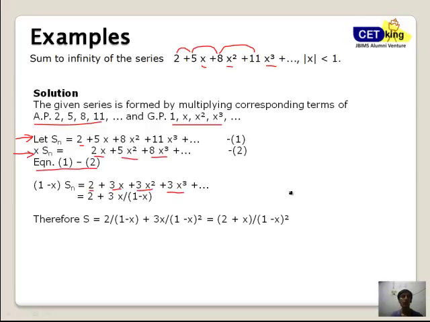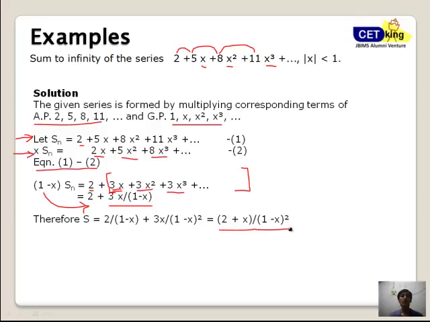and so on. Alright, now if we look carefully, 3x plus 3x square plus 3x cube and so on forms a geometric series with the first term as 3x and it is up to infinity. So we apply the formula for sum to infinity of a geometric series, which is a upon 1 minus r, which gives us 3x upon 1 minus x. And if we transfer 1 minus x to the right hand side and solve, we get the final answer as 2 plus x upon 1 minus x the whole square.